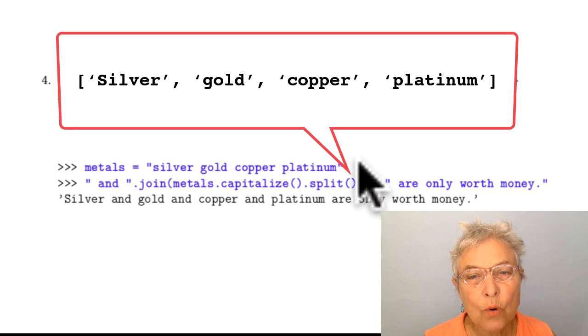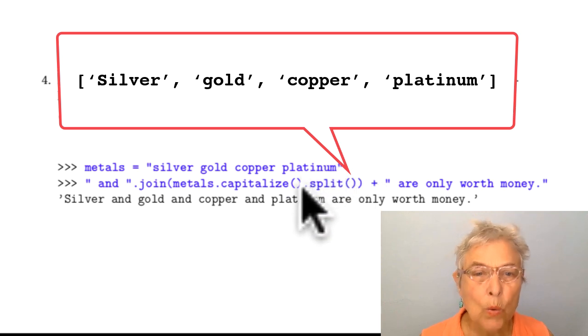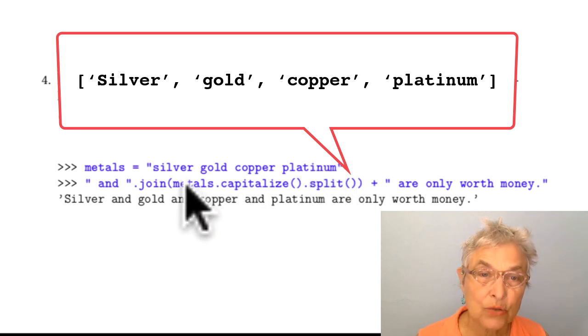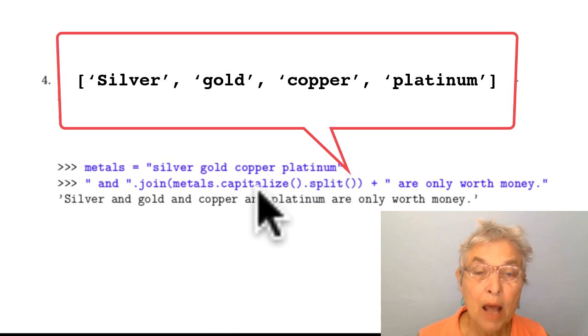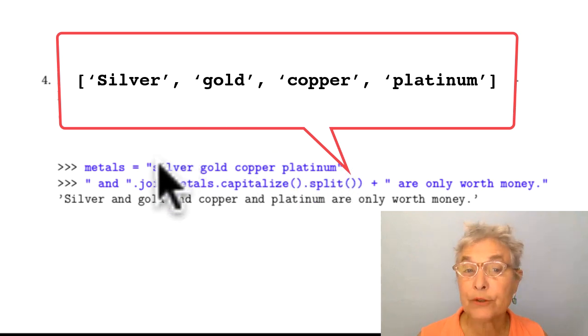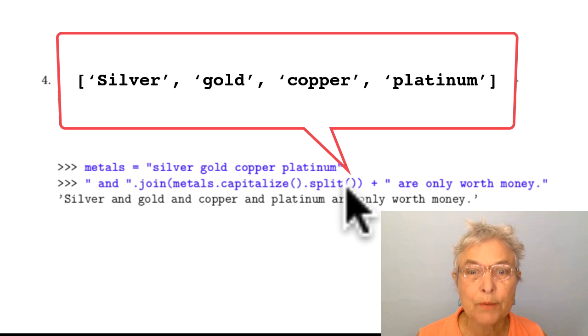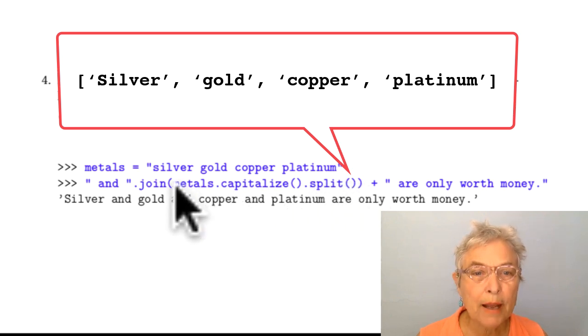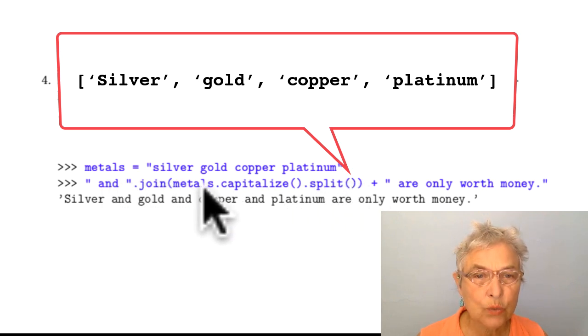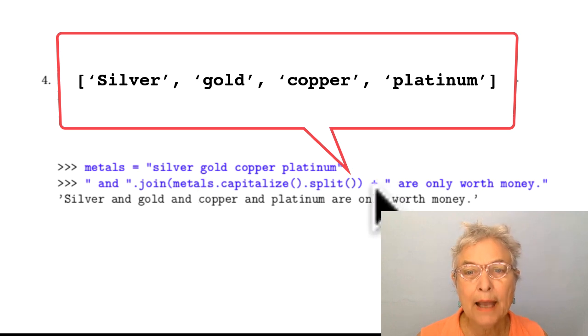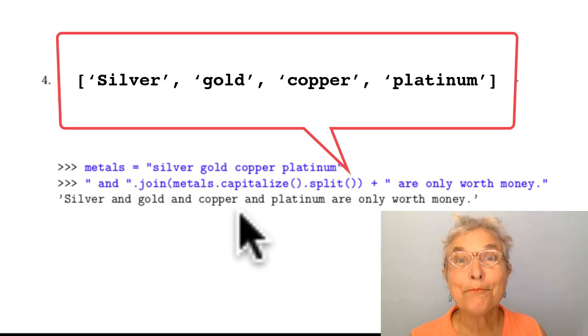Notice that before we split them, we capitalize this string of metals. Capitalize only capitalizes the first character. Therefore, silver is now capitalized and the rest are not. Then we split and the words are just as we want them to be. So we join them back up together with and between each one. And we tack on our only worth money. Okay, that's that. See you next time.